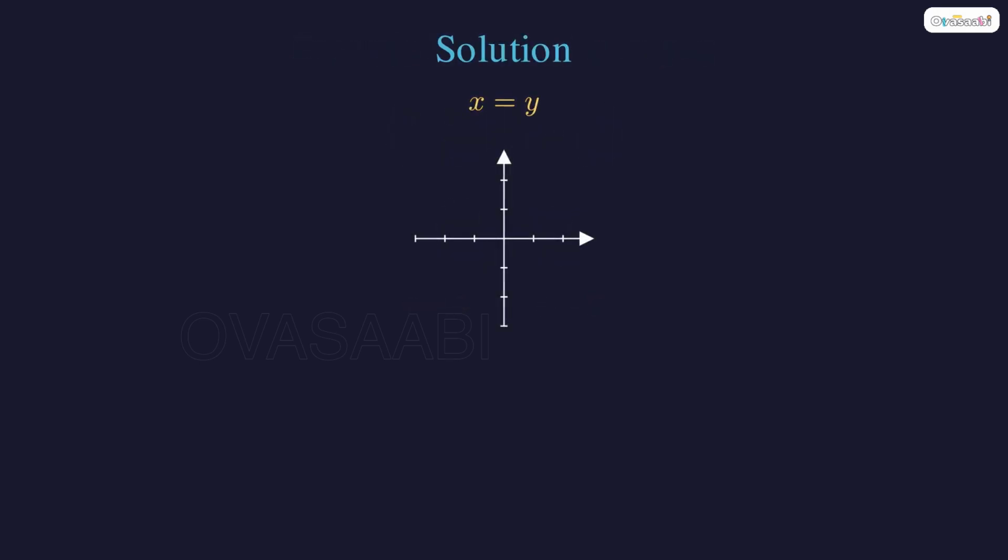We get x equals y. This means every point on the line y equals x is invariant. The entire line is our invariant line, shown here in green.